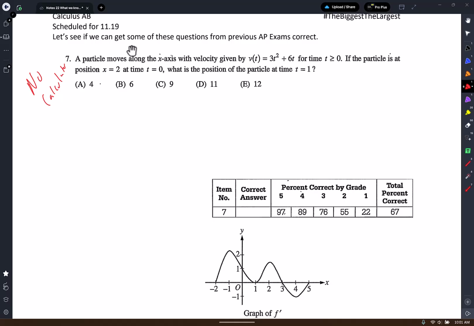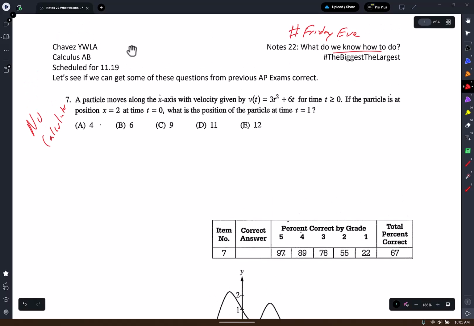A particle moves along the x-axis with velocity given by blah for time t greater than or equal to 0. If the particle is at position 2 at time t equals 0, what is the position of the particle at t equals 1? So all this is not necessarily what we've been doing in analysis. It's just everything that we've been doing. So that's why I put, like, what do we know so far? Don't worry. The stuff that we've been doing is coming up in a little bit.